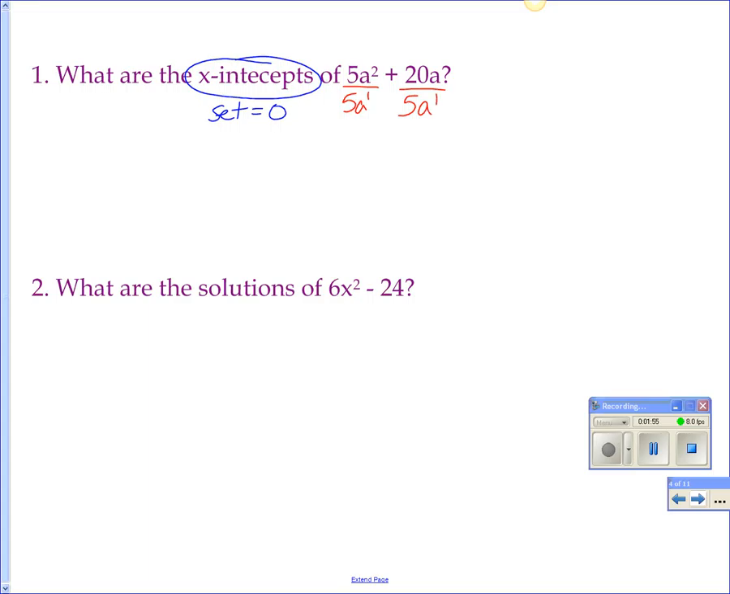Okay. When I divide it by 5a to the 1, 5 divided by 5 is 1. Subtract my little numbers, that gives me a to the 1. And 20 divided by 5 is 4, and the a's cancel. I put it in parentheses, and what goes out front? 5a. Now, how many parts are left in parentheses?